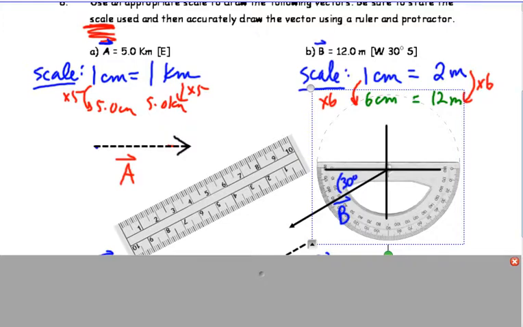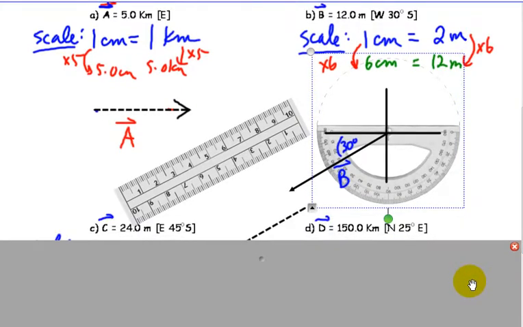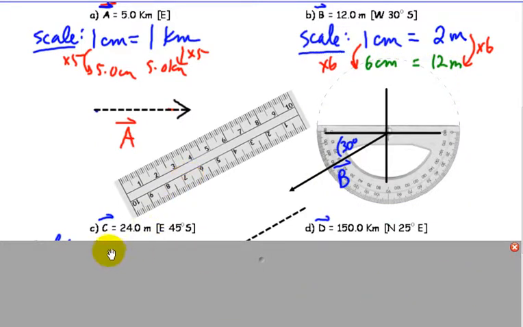Okay? I'll have you take a look at these and draw them. Maybe press stop on the video and then come back to the video and see how you did. So we want to represent vector C being 24.0 meters east 45 south, and D 150 kilometers north 25 degrees east. Okay, so you may want to pause it right here and just try to draw that.